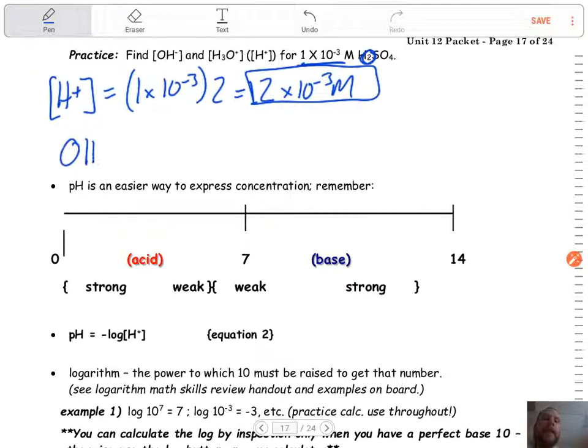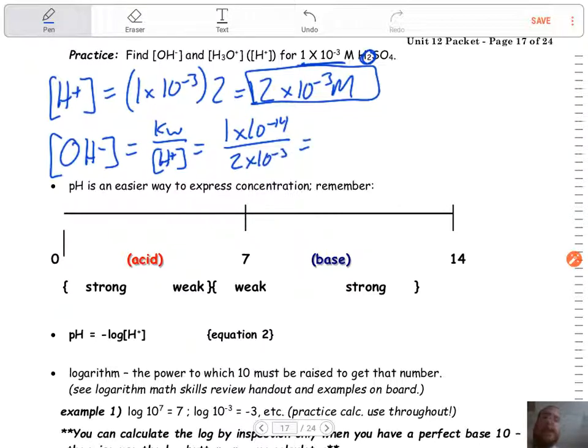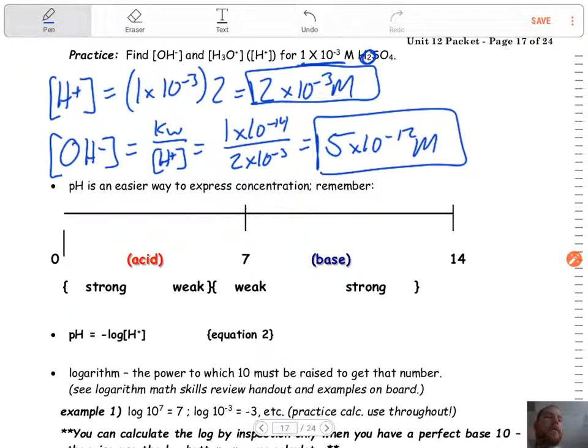Now, hydroxide, I'm going to use Kw. So I've got Kw divided by my hydrogen ion concentration. So that's going to be my constant, 1 times 10 to the minus 14, divided by 2 times 10 to the minus 3. And that's going to be 5 times 10 to the minus 12 molar. Okay?